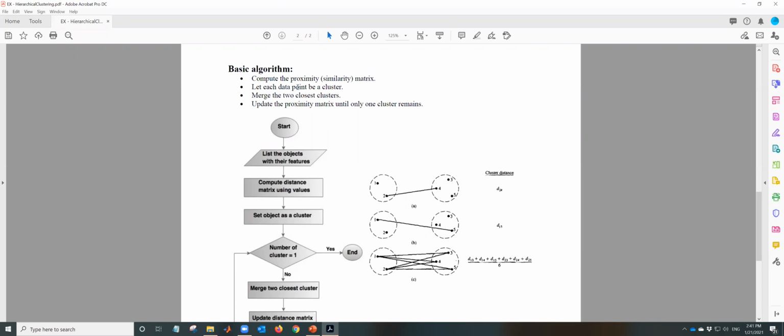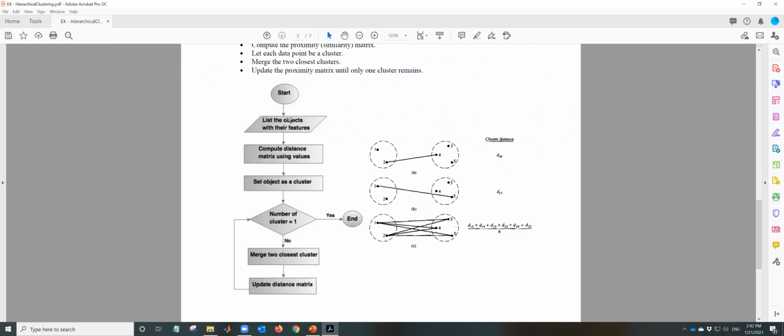Now, let each data point, that means each observation, be a cluster. Then we're going to find out the closest one. Then each one of them is a separate cluster. Then we are going to do the hierarchical clustering. We call it agglomerative clustering, the bottom up. So merge the two closest, then update, then until only one cluster remains. So this is the algorithm.